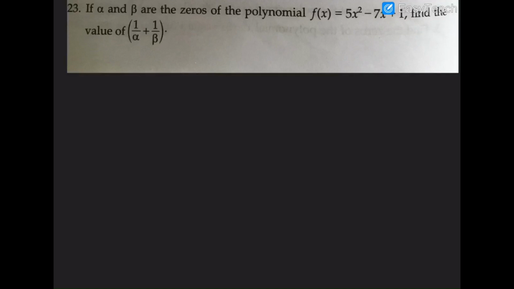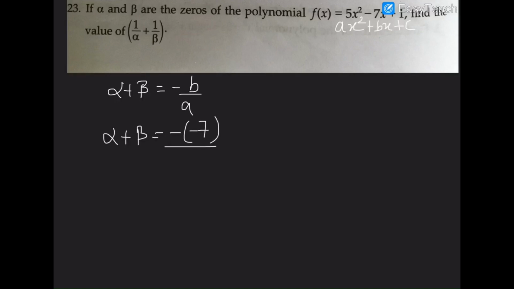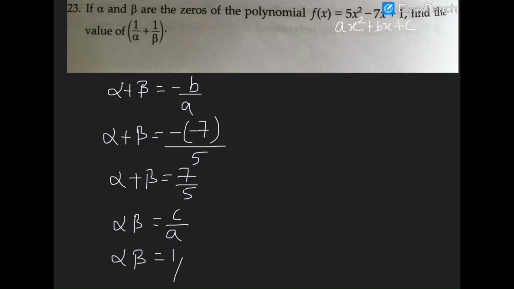If alpha and beta are the zeros of the polynomial 5x squared minus 7x plus 1, find the value of 1 by alpha plus 1 by beta. So again, the equation is ax squared plus bx plus c. Quadratic equation is always written in this form. So from this equation, what is alpha plus beta? Alpha plus beta is minus b by a. What is the value of b in your equation? It is minus of minus 7 and a is what? 5. So alpha plus beta is what? 7 by 5. And alpha into beta is what? c by a. So what is c in your equation, which is 1, and a is 5.